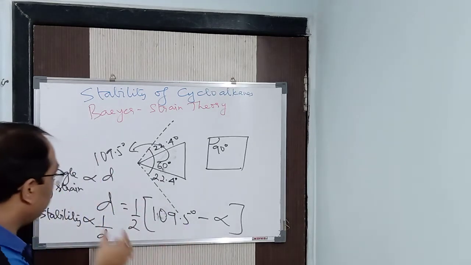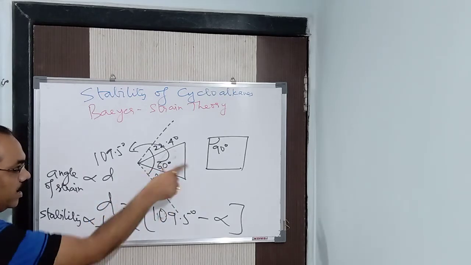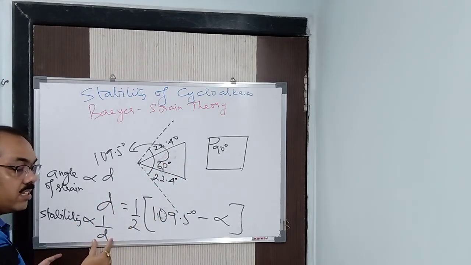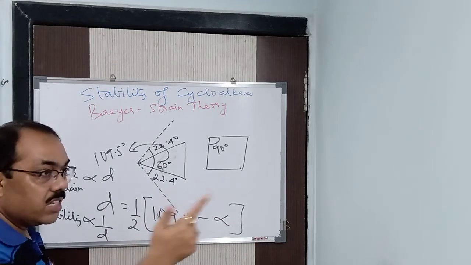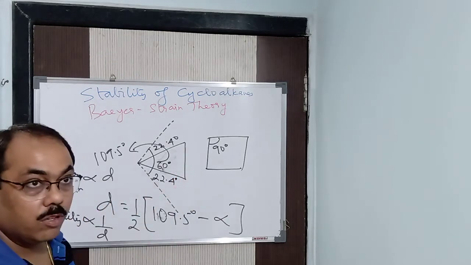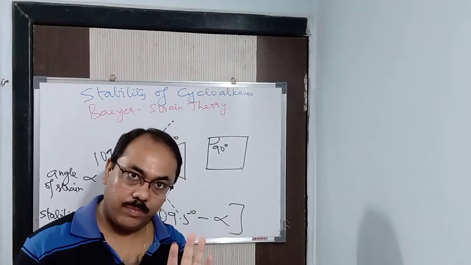So that means cyclobutane is more stable than cyclopropane. Are you following? This is the angle of deviation. In cyclopropane it is 22.4, and in cyclobutane D is 9.4, which is less. If the deviation is less, stability will be more. So cyclobutane is more stable than cyclopropane. Now it's clear.